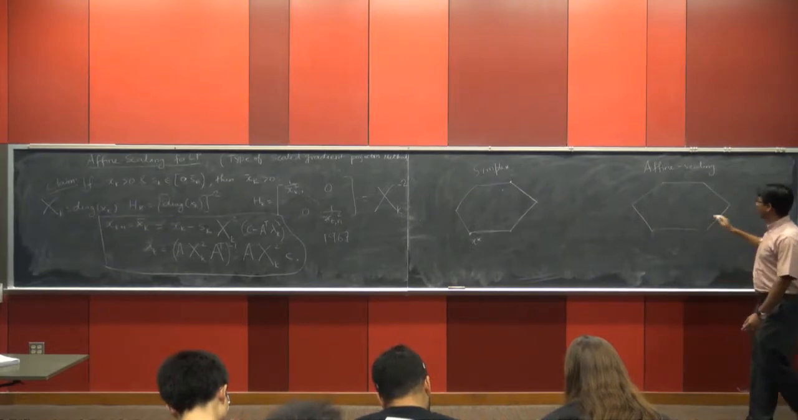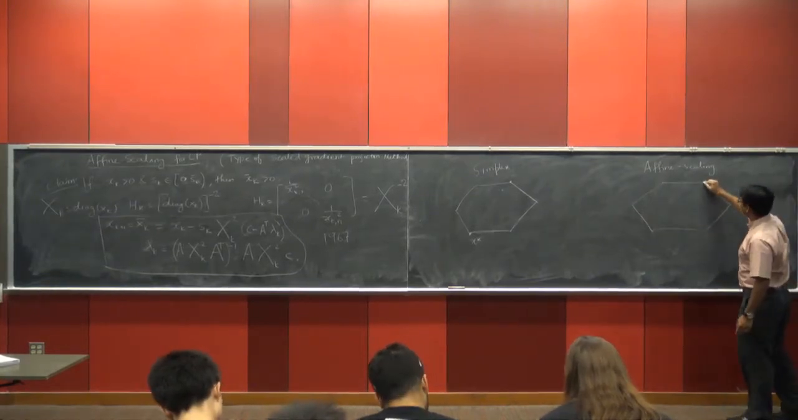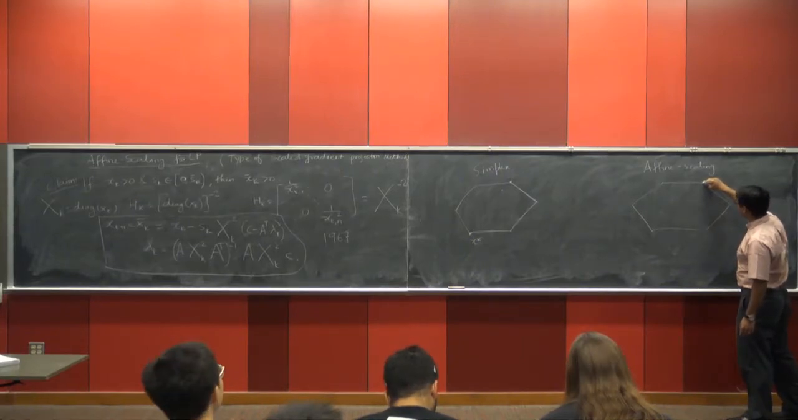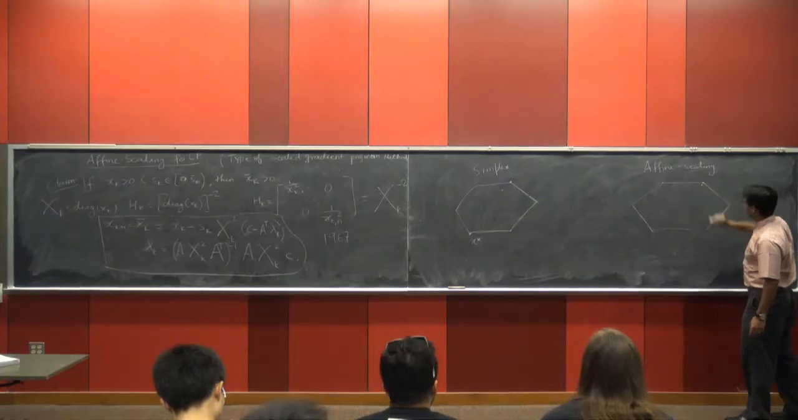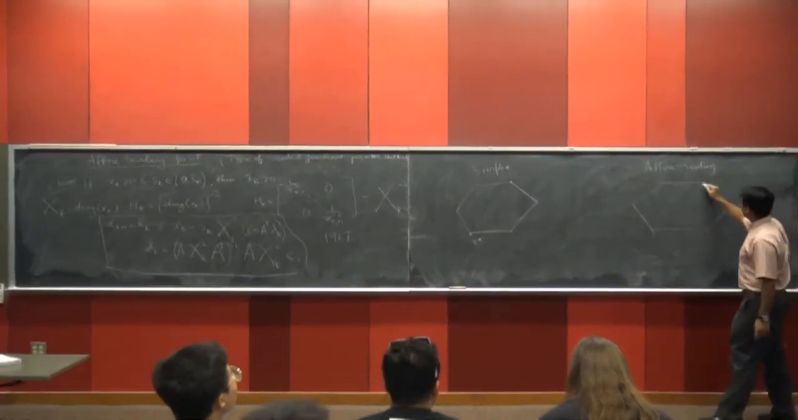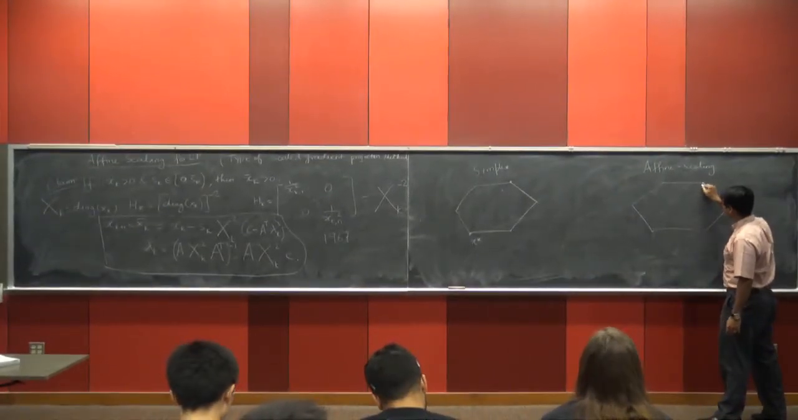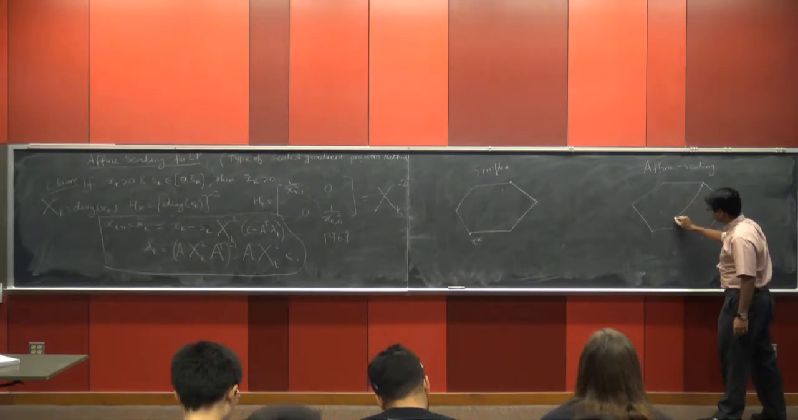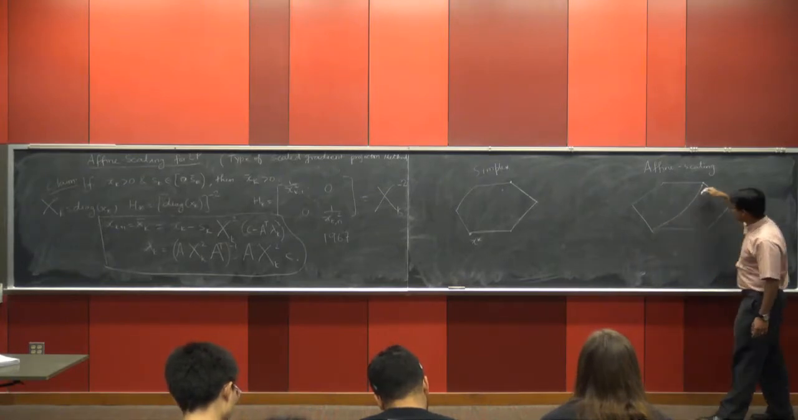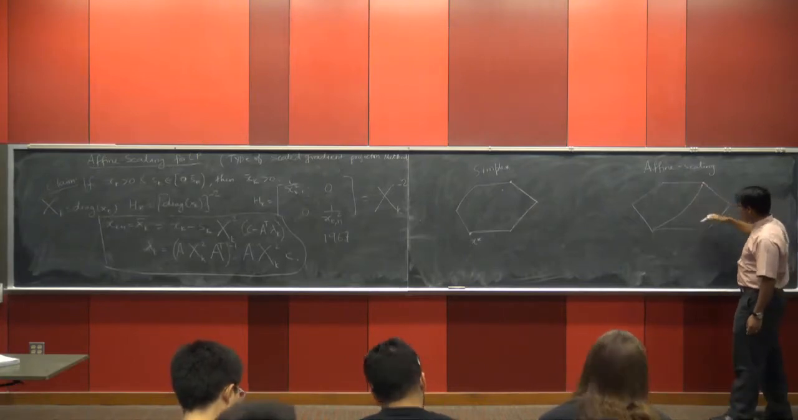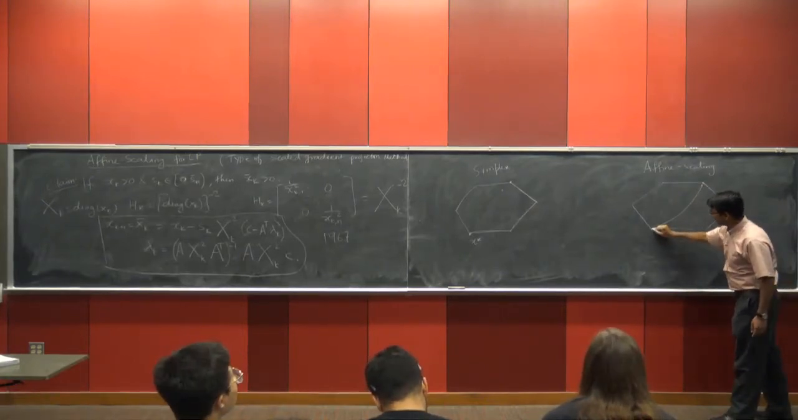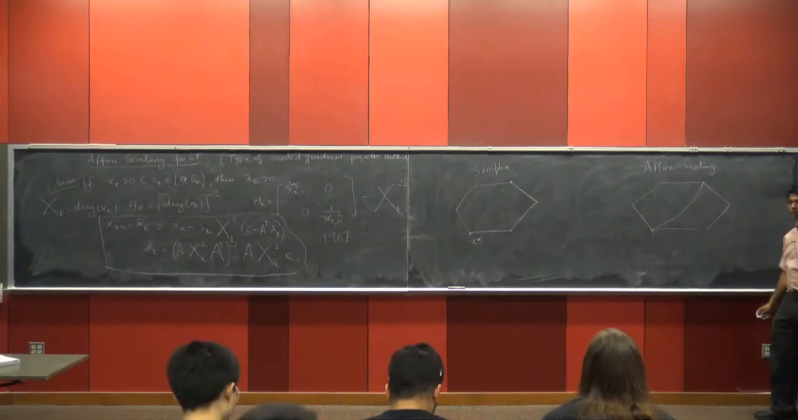In affine scaling, the idea is I'm not going to go along this. In fact, I have to be strictly within the set. So I start from this point and I converge by going within the set itself. We are not going out of the set. We are going within the set. We are not touching any of the boundaries. And I'm going to get very close to the optimal solution. This would be my X star.